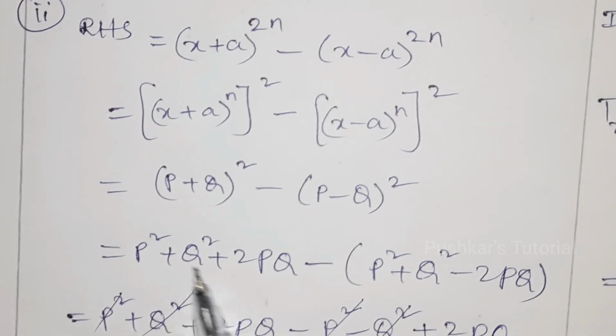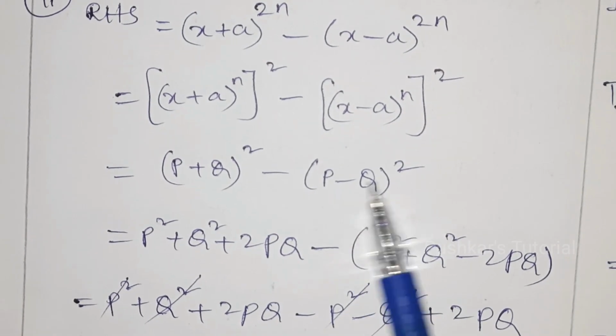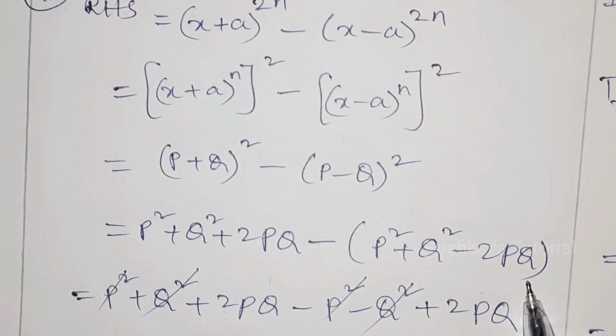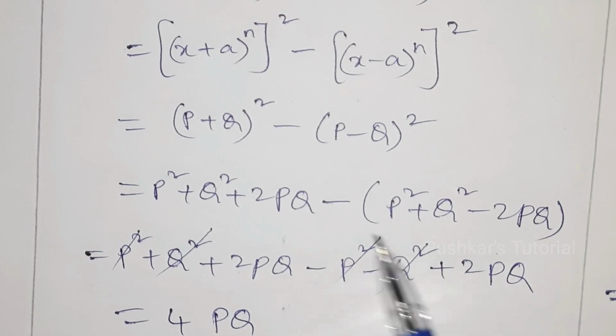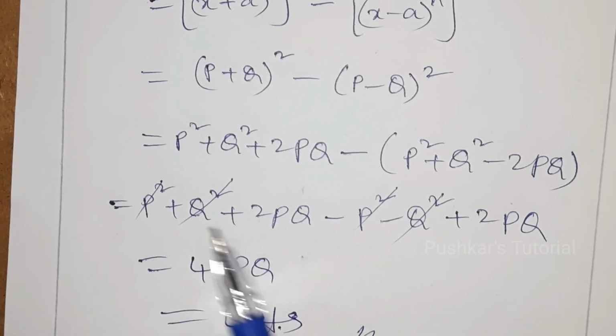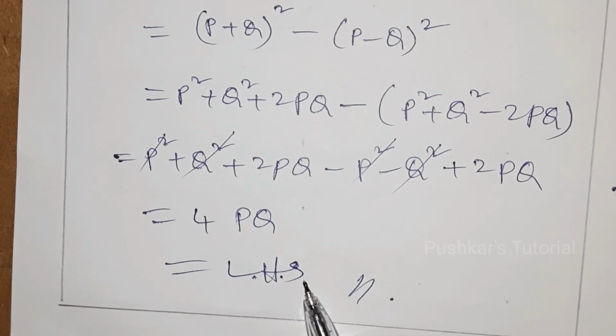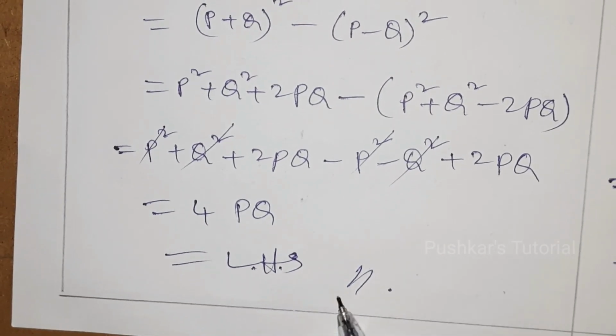So (a plus b) whole square elaboration minus, as it is, bracket open (a minus b) whole square elaboration. So next, minus into the whole thing, minus into minus is plus. So p square and q square cancel, 2pq plus 2pq is 4pq. That is only our LHS, hence proved.